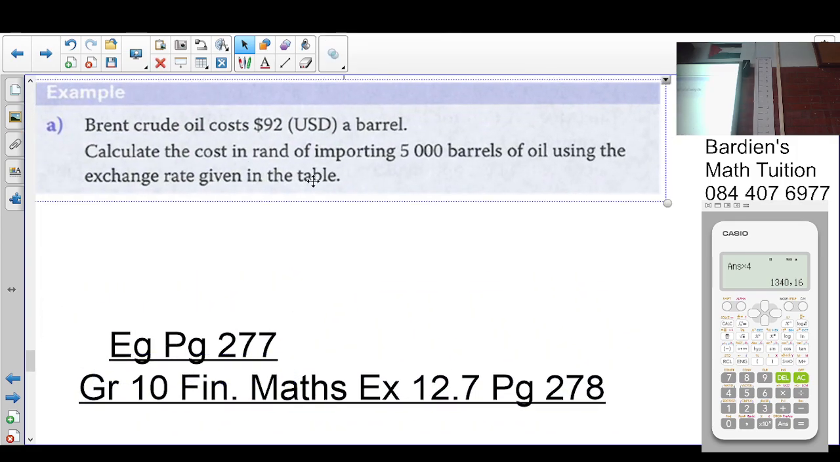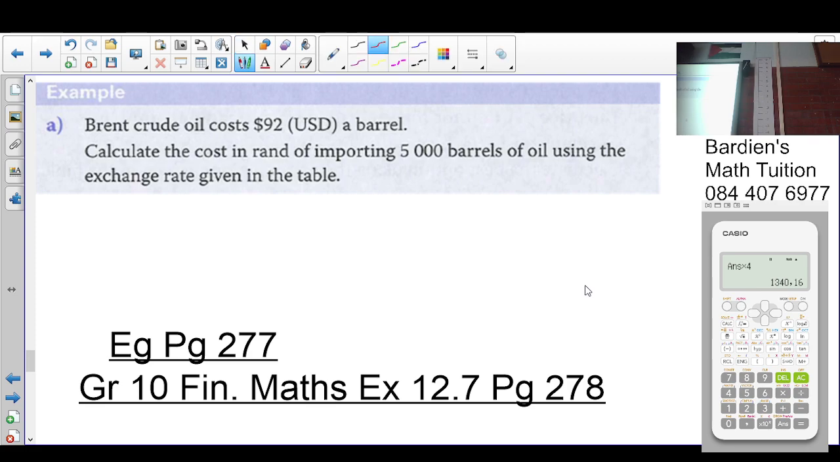Right, so let's look at these. Brent crude oil costs 92 US dollars a barrel. Calculate the cost in rands of importing 5,000 barrels of oil using the exchange rate in the table. Firstly, let's check how much each barrel will cost in rands. What's the exchange rate between dollar and rand? $1 is equal to 6 rand 81 cents.